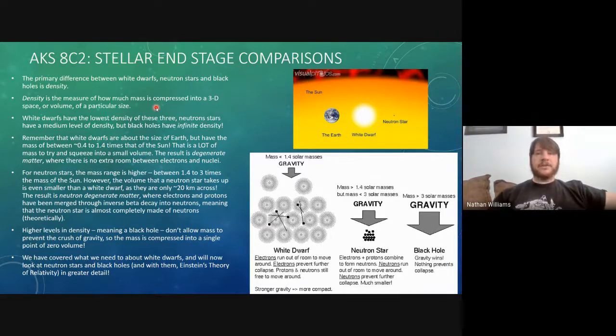Of the three end stages we're discussing, white dwarfs, neutron stars, and, although this particular image doesn't show a black hole, that's our third option, white dwarfs have the lowest density of those three. Neutron stars are in between, a medium level of density in this context. They're still way more dense than almost any other thing you can imagine, but they're not as dense as a black hole, because black holes we get to say have infinite density. That's almost a nonsensical statement, but we'll get to that more later on with the material on Thursday and Friday when we talk about black holes specifically.